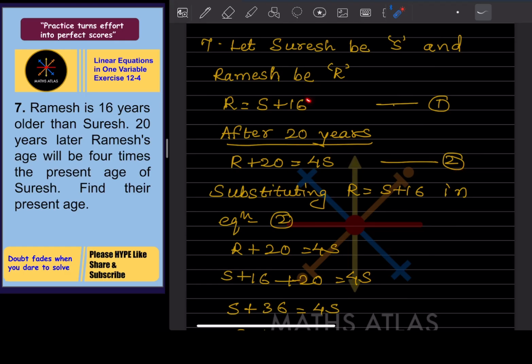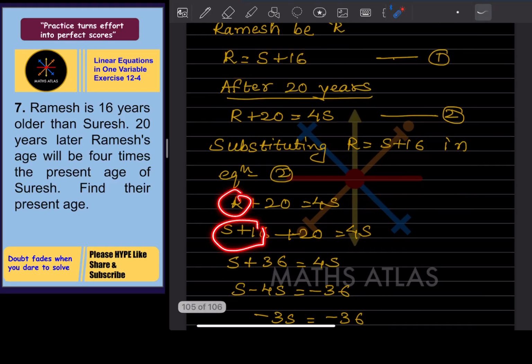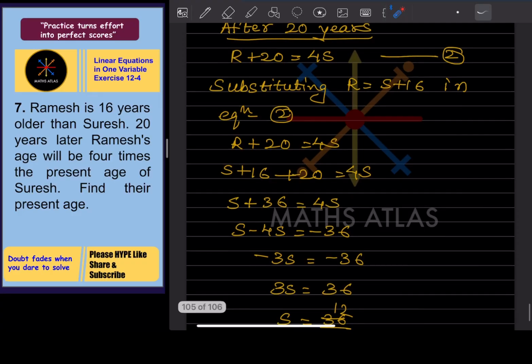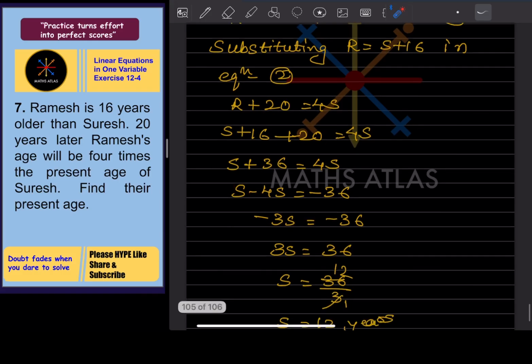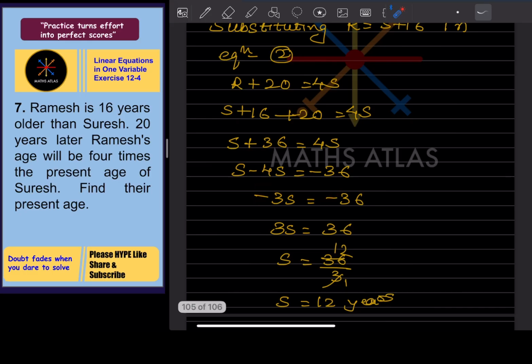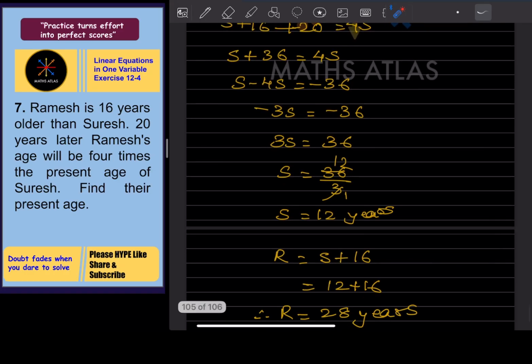Substituting R is equal to S plus 16 in equation number 2. So R we put as S plus 16. Solving this, S plus 36 is 4S. So S comes here as minus 4S, and 36 goes as minus 36. So minus 4 plus 1 is minus 3S, which is minus 36. Both sides minus, it gets cancelled out. So 3S is 36, so S is 36 divided by 3. So S is going to be 12 years. So we got Suresh as 12 years.